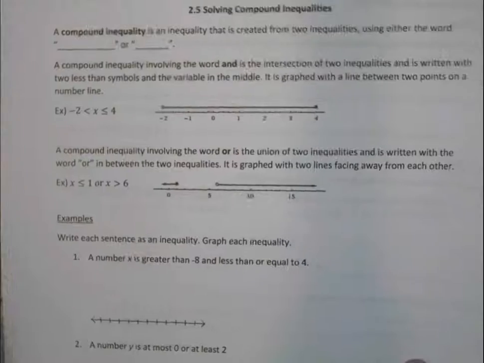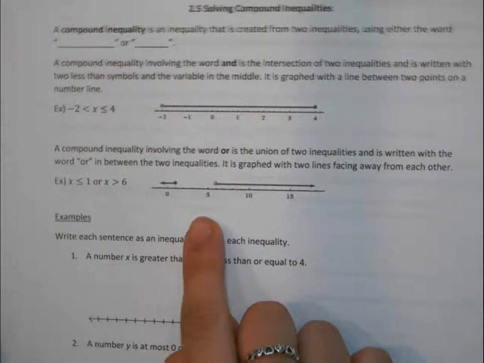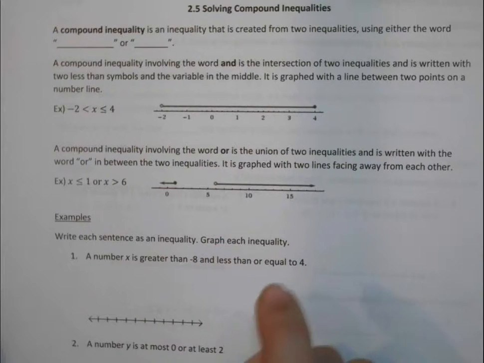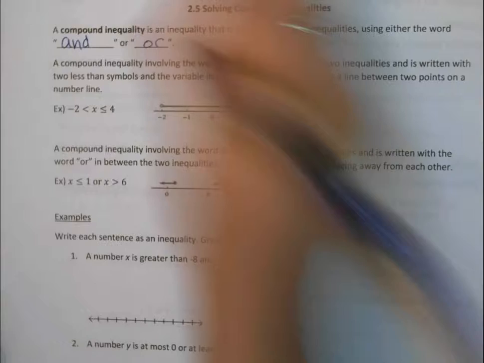So the next thing we have are compound inequalities. These are where I either have a bar in between or 2 arrows facing upright. Compound inequalities are signaled by the words and or the word or.